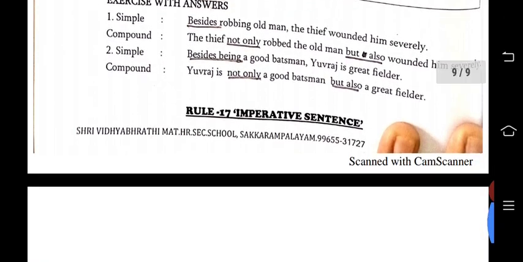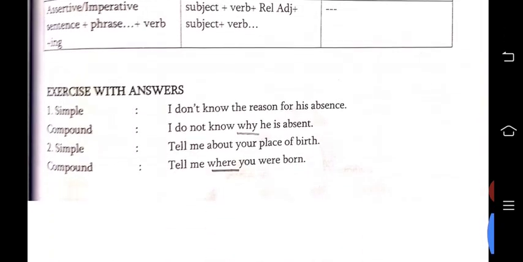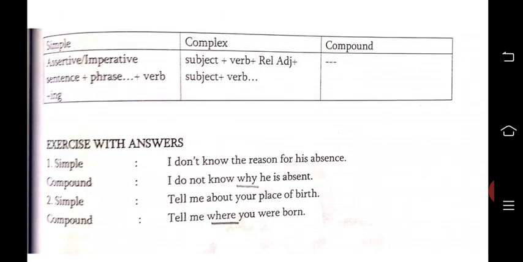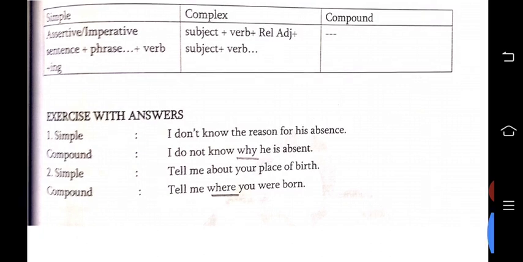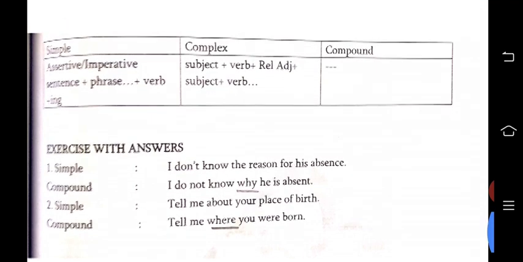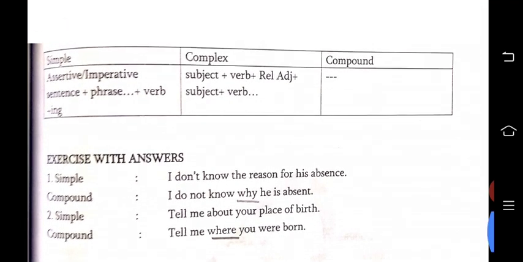Okay, and then last, rule number 17, let's finish it off with this. I don't know the reason for his absence. I don't know why he is absent. Because person, so why. Tell me about your place of birth. Tell me where you were born.